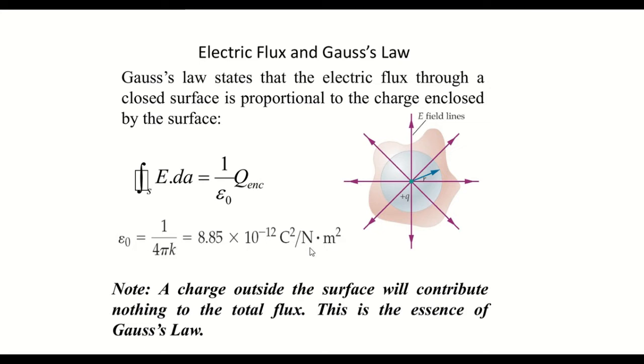Epsilon naught has the value 8.85 times 10 to the power minus 12 coulomb squared per newton meter squared. Now Gauss's law has a statement which we have to know. Gauss's law states that the electric flux through a closed surface is proportional to the charge enclosed by the surface. This is a statement which you also have to remember, and also you have to know the equation, E dot dA.